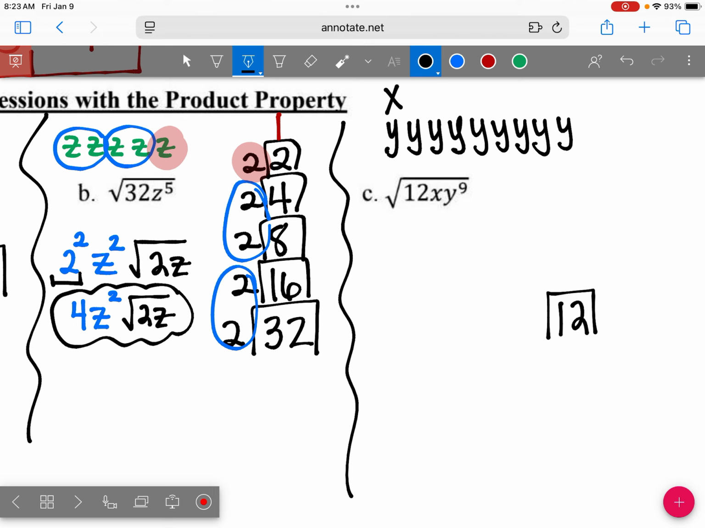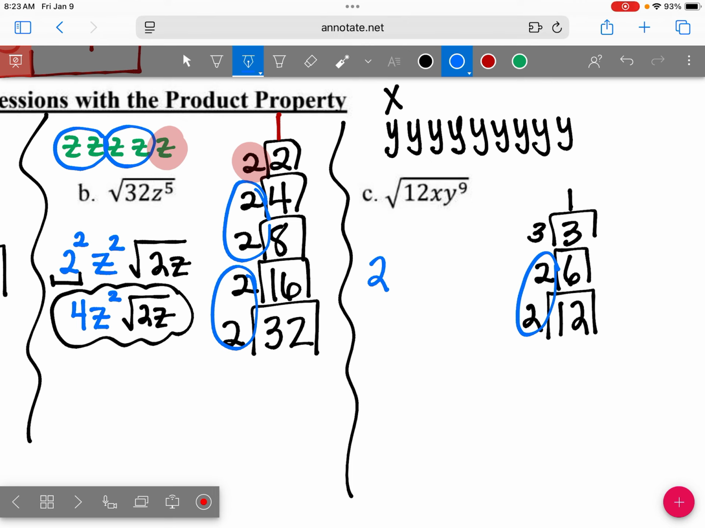So I can divide, first I'm going to divide it by 2. 2 goes into 12 6 times. 2 can go into 6 3 times. 3 goes into 3 1 time. So I have one set of 2s that can come out. Then I can't take out any x's because I only have 1.